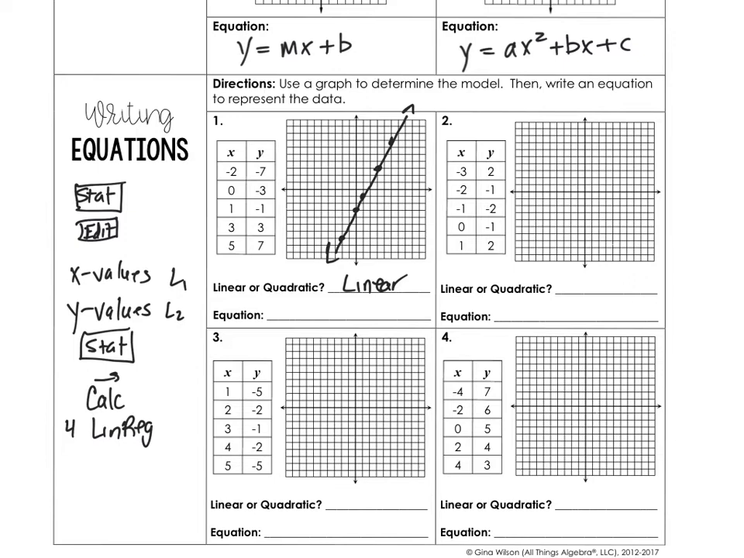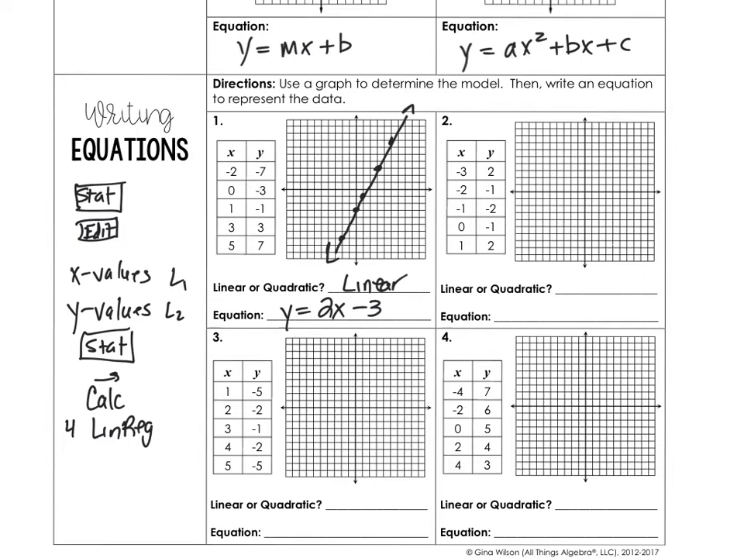Okay. So I'm going to do this. And if you choose linear regression, you may have to go down to calculate. I don't know what your guys' calculator does, but it should give you y equals ax plus b. And then it tells you the values for a and b. And in this equation, it's y equals 2x minus 3.